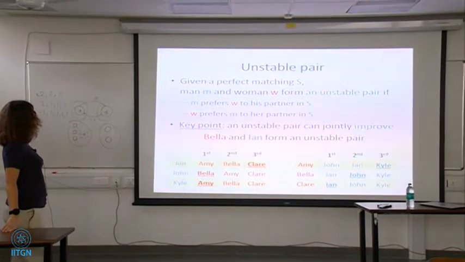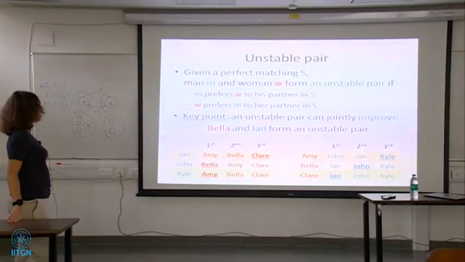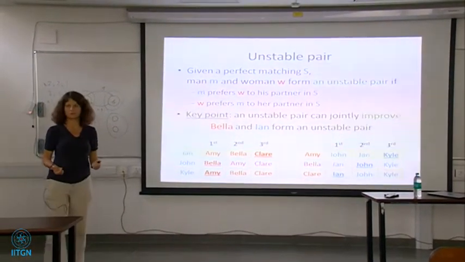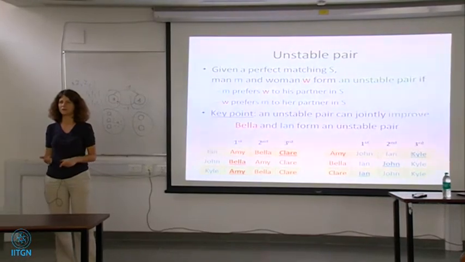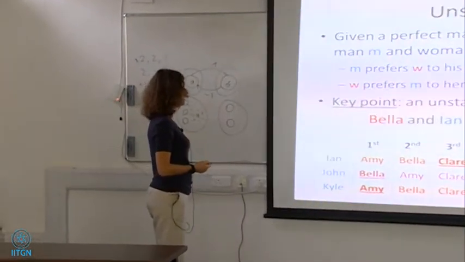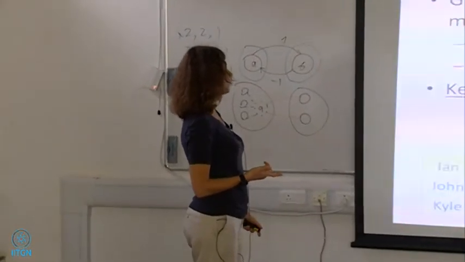So no other unstable pairs. What is the easiest way to say it? Well, both John and Kyle get the most preferred partner, so they cannot be a part of this deviating pair. They're as happy as they can possibly be. So the only deviating guy can be Ian. Well, so Ian can deviate.